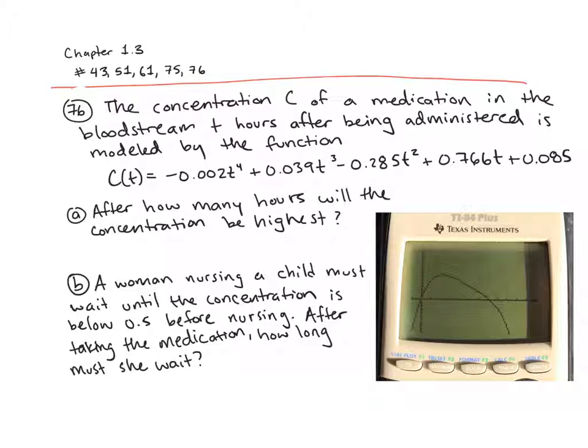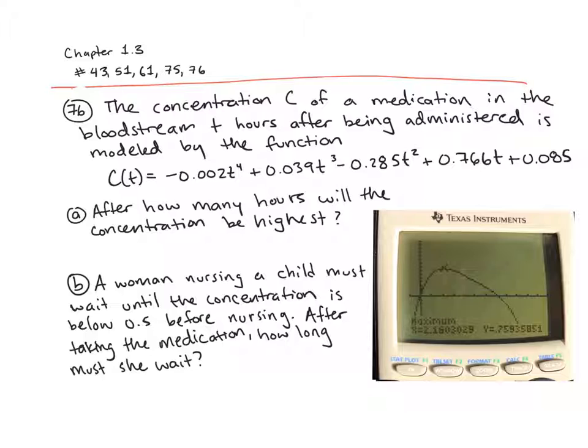So what they're first asking us is after how many hours will the concentration be highest? So that means I am looking for a maximum, which means it's going to be somewhere around here, and I need to use my calculator function to figure out where that is. So let me do that real quick. And voila, using that function, I have found that the maximum is in fact 0.759, and that occurs when x is 2.16, so basically after 2 hours, or I should say just over 2 hours.